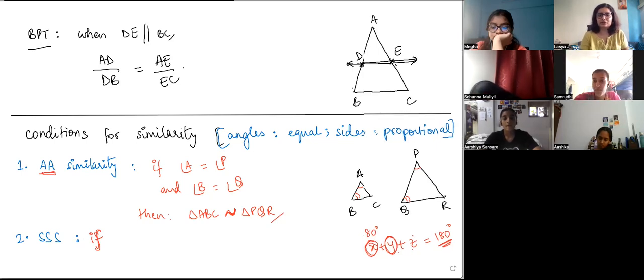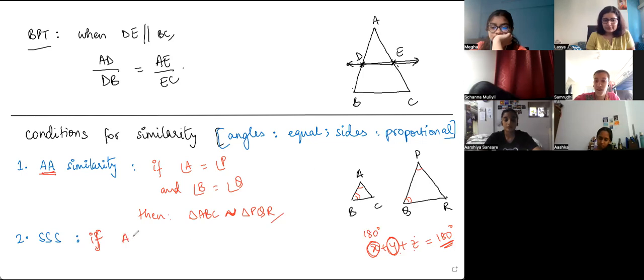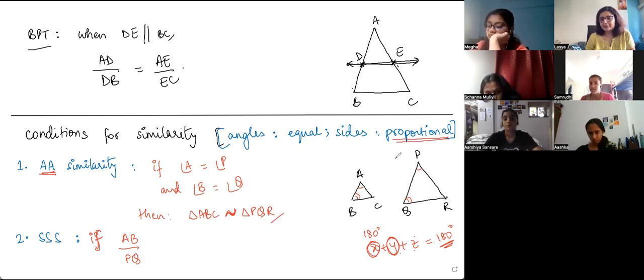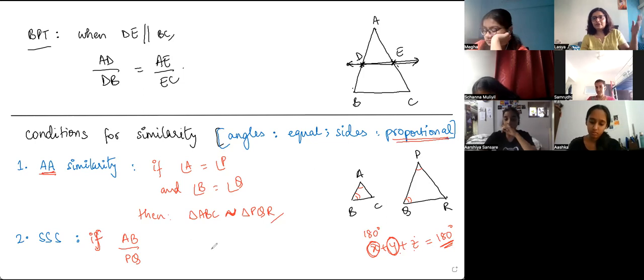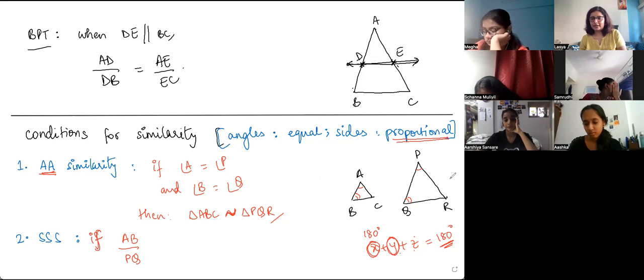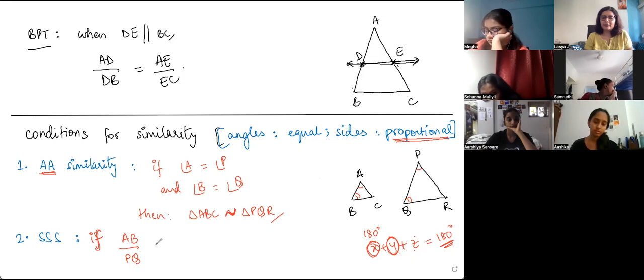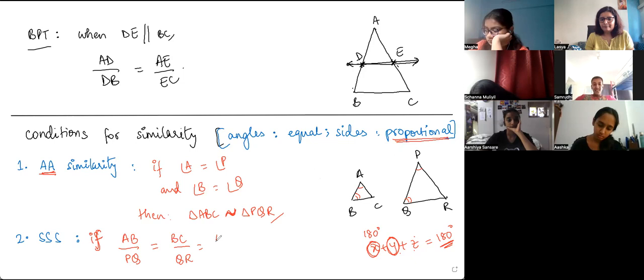Correct. AB upon PQ should be equal to BC upon QR and equal to AC upon PR. So sides need to be proportional. Proportional matlab unka ratio should be the same. So congruency mein you're looking for equality, AB equal to PQ, BC equal to QR, AC equal to PR. Yahan pe you're looking for proportionality matlab the ratio should be equal. So AB upon PQ equal to BC upon QR equal to AC upon PR. Then triangle ABC is similar to triangle PQR.